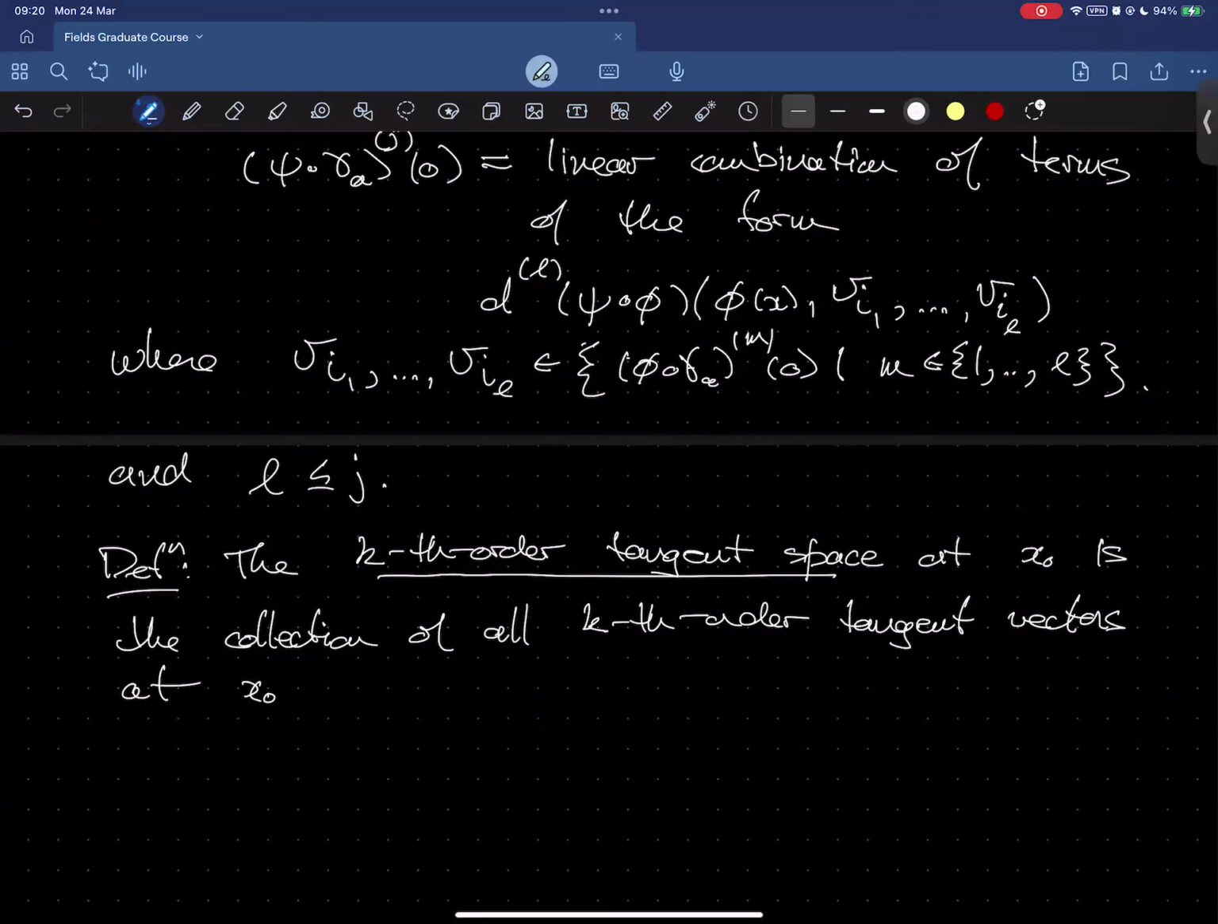So we're going to do now the same thing for the kth order tangent space as we did for tangent spaces, and that is we're going to define a bundle of these things, which is going to be the kth order tangent bundle.